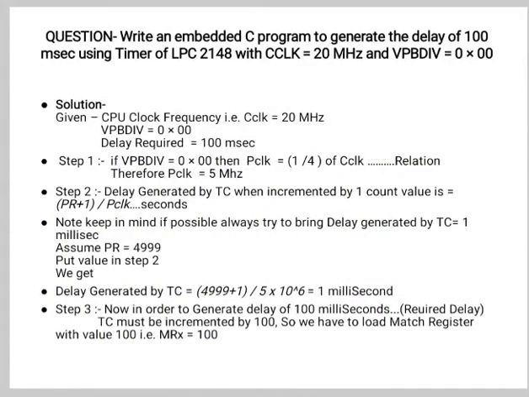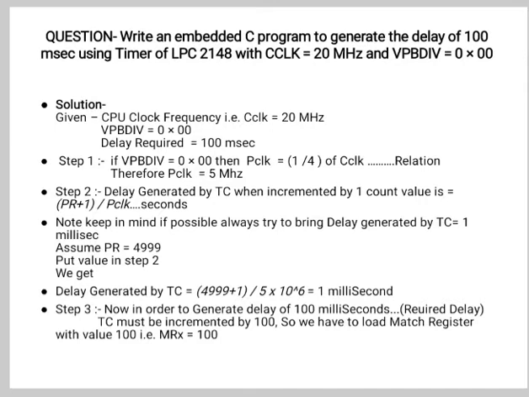Now the next question is: write an embedded C program to generate a delay of 100 milliseconds using the timer of LPC2148 with a clock of 20 megahertz and VPBDIV 0x00. So the solution for this: what is given? Given is that the clock frequency is 20 megahertz. The delay required is also given.